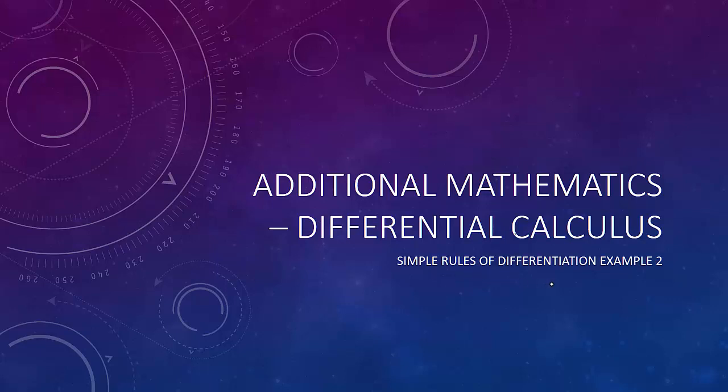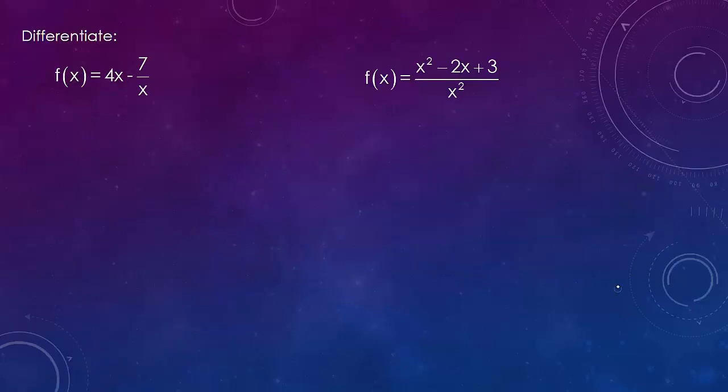Simple rules of differentiation, example 2. So we want to differentiate f of x is 4x, take away 7 over x. Now we only know how to differentiate things of the form ax to the n. So we need to use our knowledge of indices here.